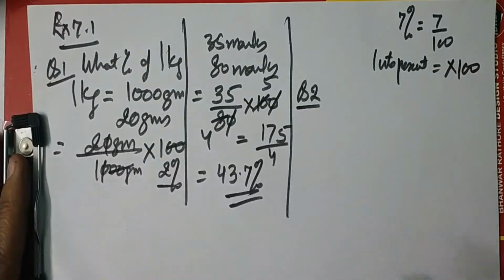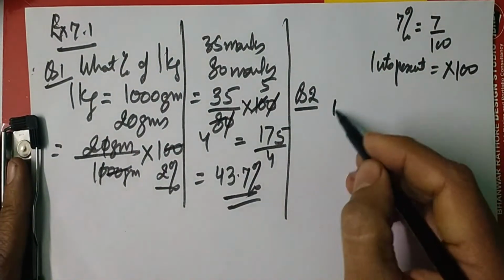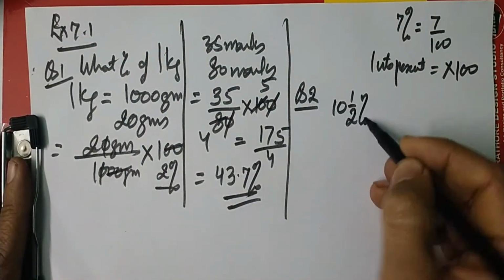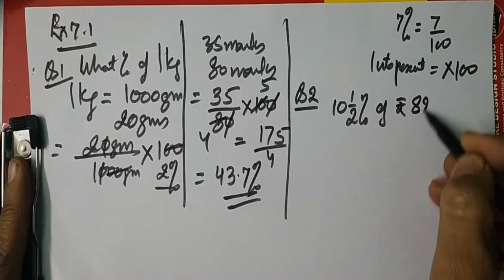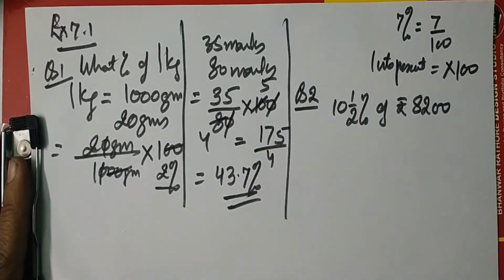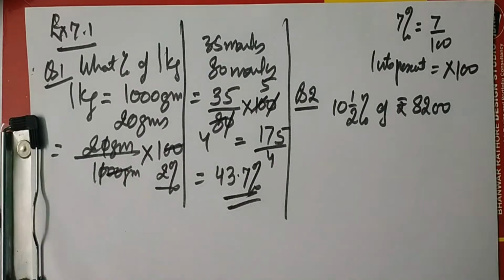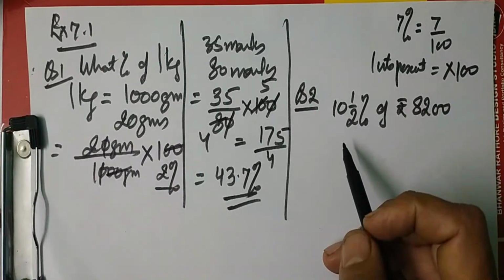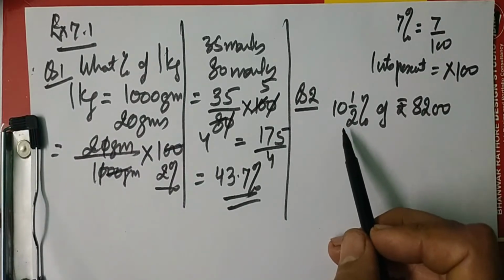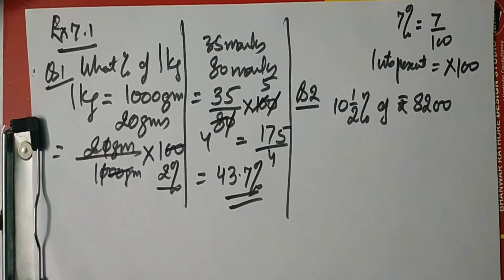This is question number 2. It says find 10.5% of rupees 8200. If you have joined, you can share the link with 8C also. Let them also understand. You can share the link with 10C, 8C also. Let them understand. So find 10.5% of 8200.